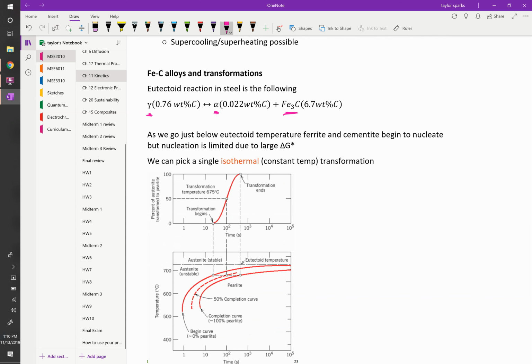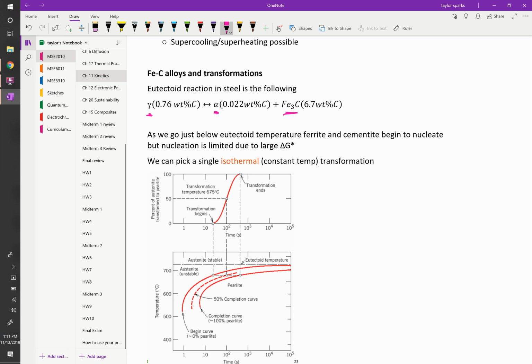There's a diffusion involved, right? Because your gamma is 0.76 weight percent carbon, but your ferrite has almost no carbon in it, 0.022, and your cementite is 6.7. So in order for that reaction to take place, you literally have to diffuse carbon atoms, right? They have to separate, and that's going to take time.